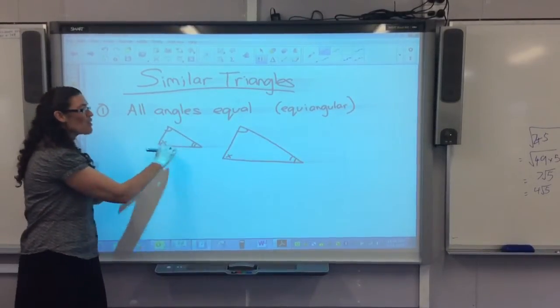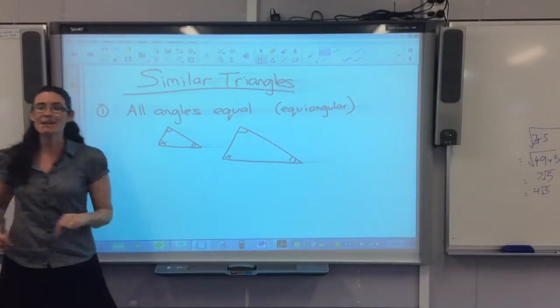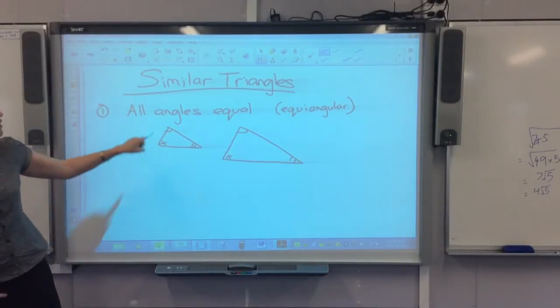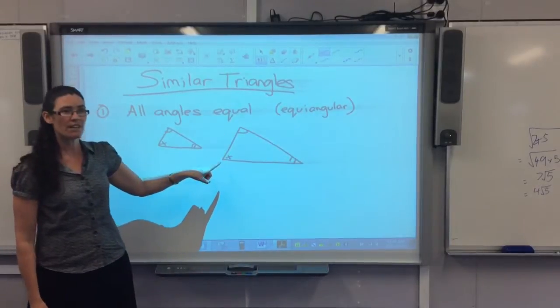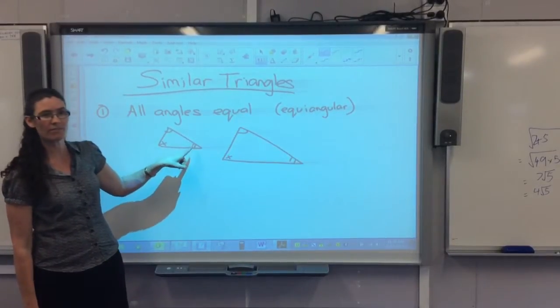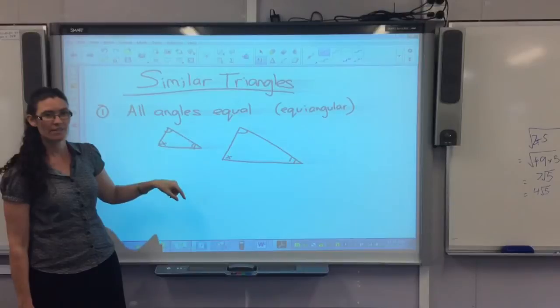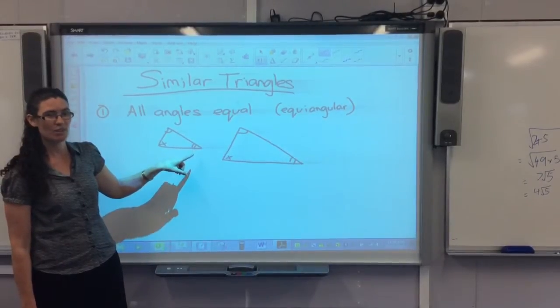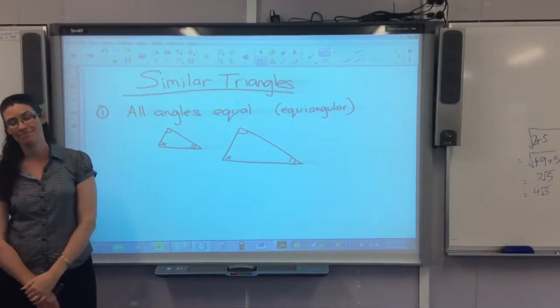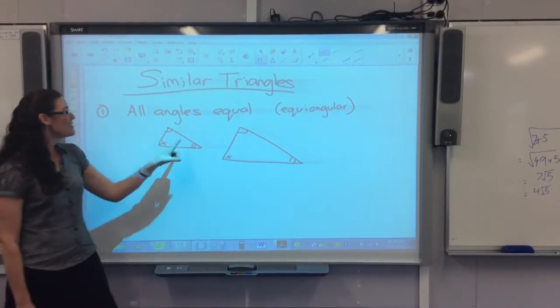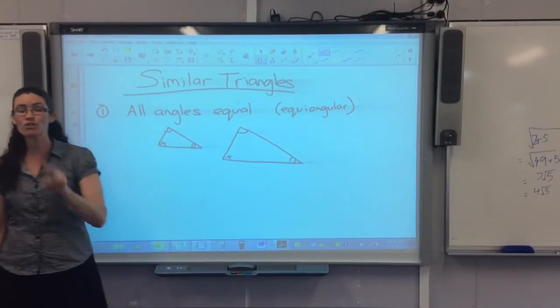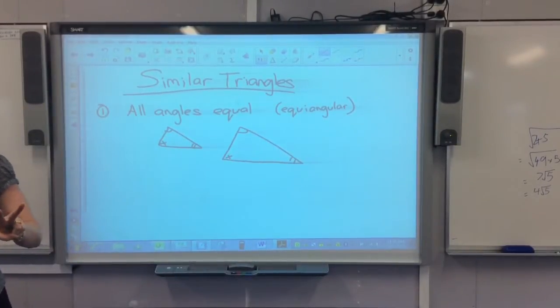The angles in a triangle must add up to 180. So if you know this is 60, this is 40, and this is 60, this is 40, okay, then what's this missing one got to be? What's 60 plus 40? 100. And so what angle's missing? 80 degrees. So both of them would have to be 80. So as soon as you have 2 angles equal, okay, you know they're similar. They might look nothing like it, but guaranteed.